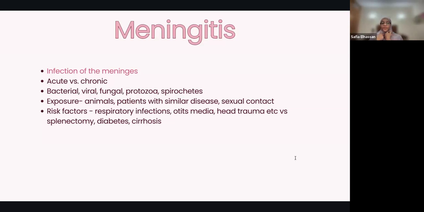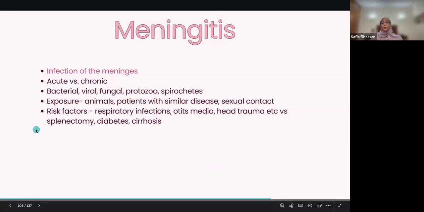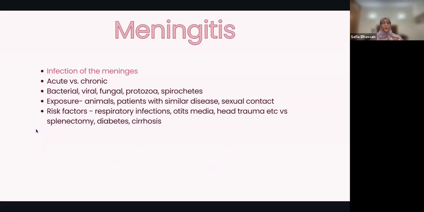So as for the other risk factors, you can split them first into ones that are by location, like respiratory infections, otitis media, and head trauma, because these would make you think that the infection spread from somewhere else in the body, versus splenectomy, diabetes, and cirrhosis. So these are immunocompromised states where your body can't really fight off encapsulated organisms, which makes you prone to infection.